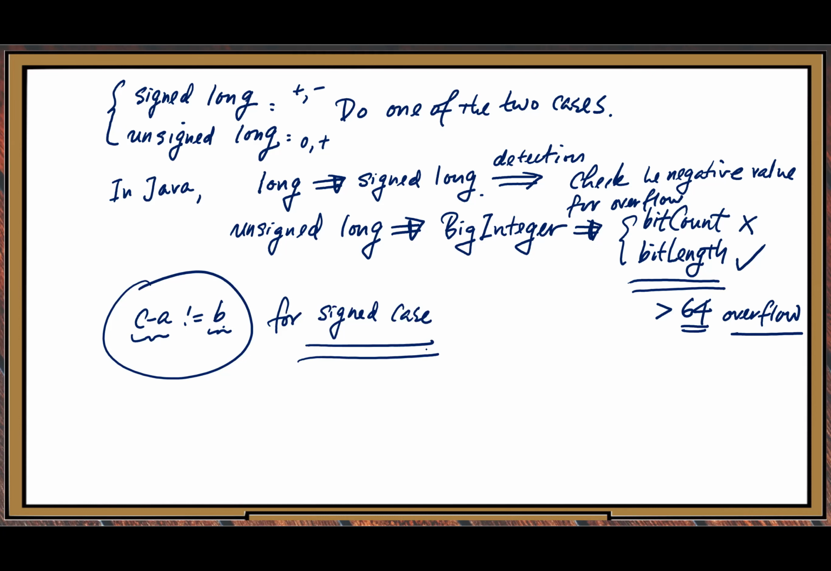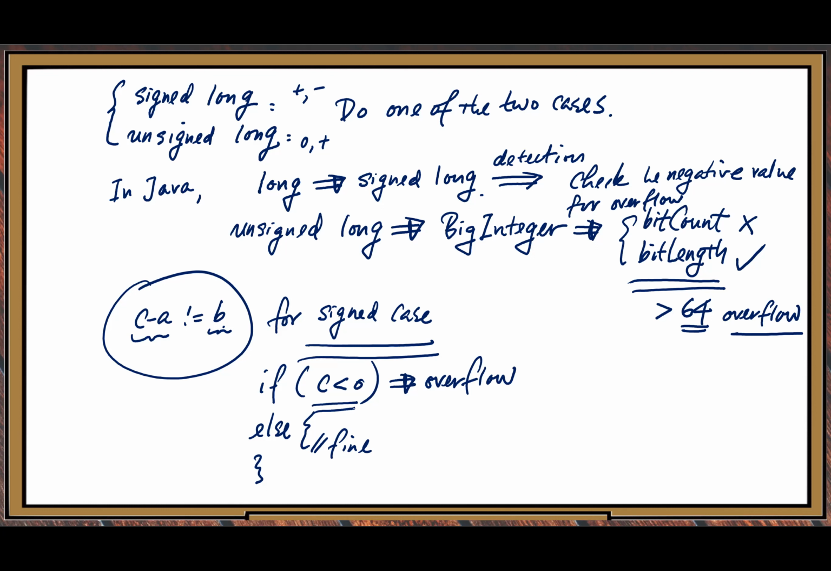That's why we need to check, for example, if C is less than 0, then there is overflow. Else, fine, no overflow. So this is the detection way. Just to let you know.